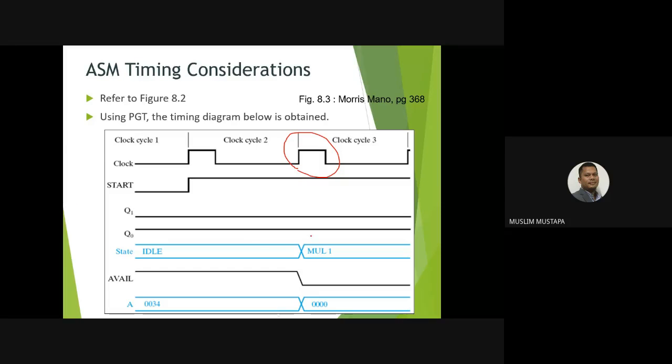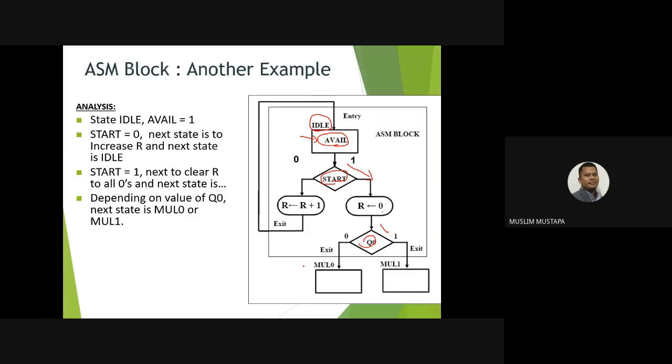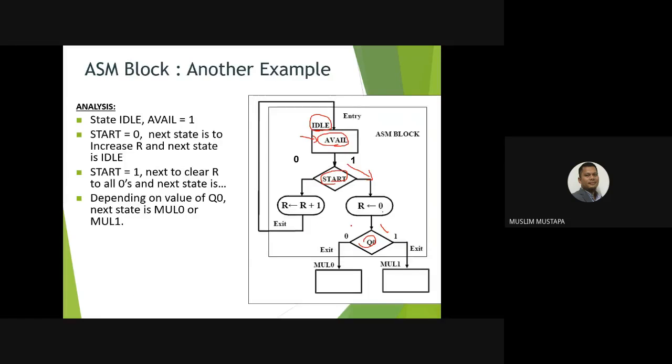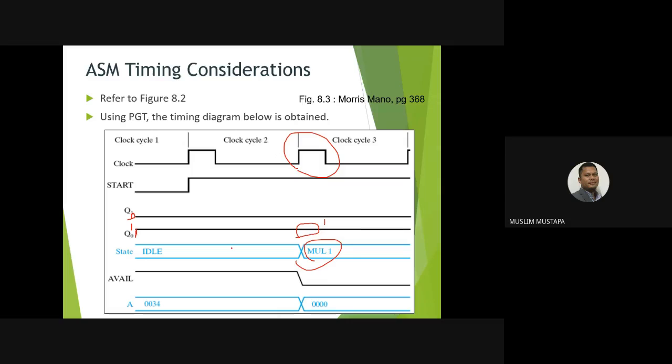So here the Q0 value is equal to 0 or 1? This one. Oh, it's 1. Because it's up here, so here's 0, this is 1. So the value is 1. When the value is equal to 1, then go to mul 1. So this is how you translate from the block diagram to the timing diagram.